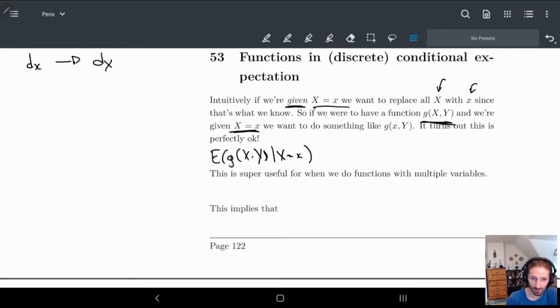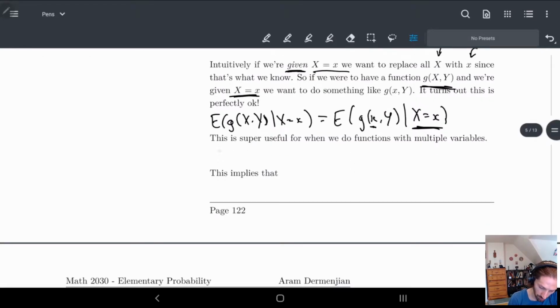In this case, we know that big X is equal to x, so we can just say g of little x, Y, given X equals x. Here I need to keep this, or else it wouldn't make sense, right? If I do little x equal little x, now we lose information. We can't lose information, but we can convert this first little x, and that's okay.